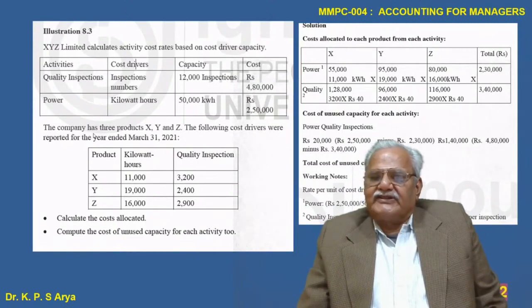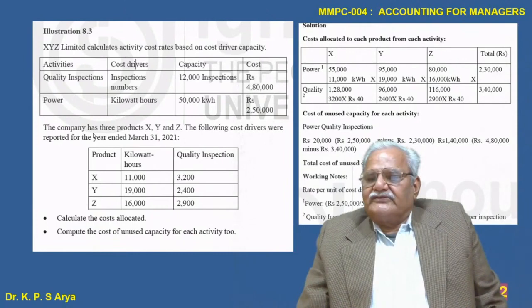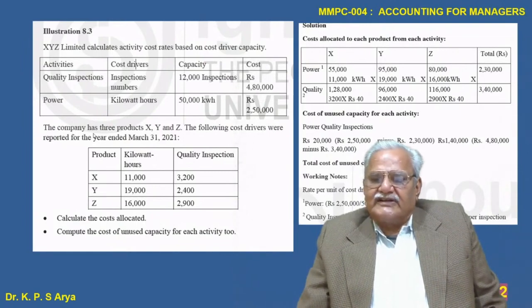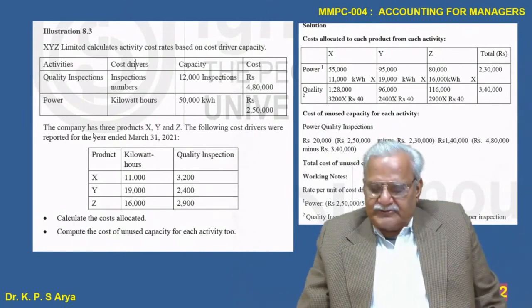Cost of unused capacity of each: power rupees 20,000, which is 2,50,000 minus 2,30,000, as already given. Then quality 1,40,000, which is 4,80,000 minus 3,40,000. So the total cost of unused capacity is 1,60,000. Working notes, rate per unit of driver: power 2,50,000 divided by 50,000 is rupees 5 per kilowatt. Similarly, quality inspection 4,80,000 divided by 12,000 inspections is rupees 40 per inspection.